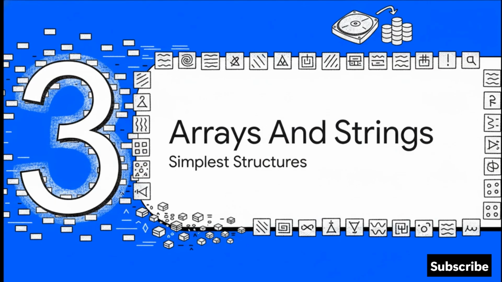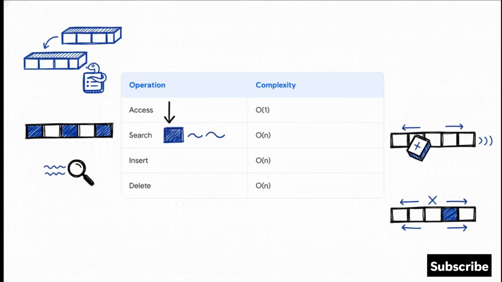Moving on to Section 3. Foundations, arrays, and strings, the simplest structures. Arrays are incredible because they give us lightning-fast O(1) random access. Why? Well, because an array is a fixed-size, contiguous block of memory. The computer knows exactly where every single item sits. If you want index 4, boom, you are there instantly.